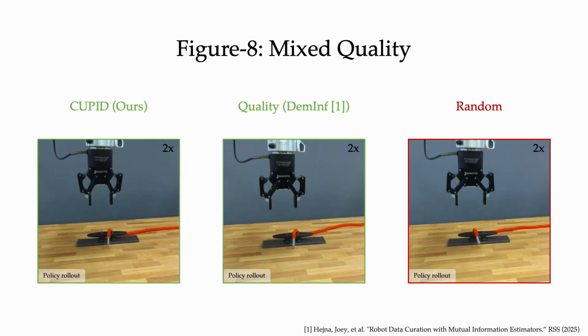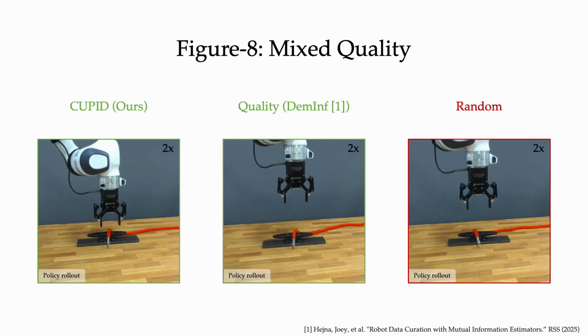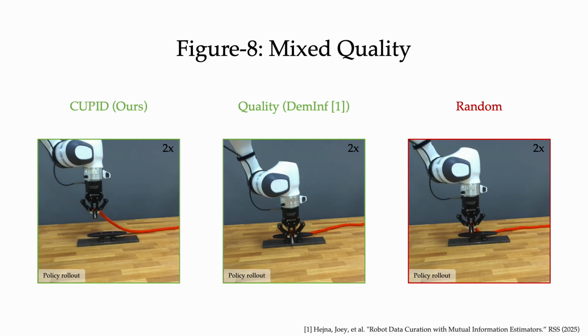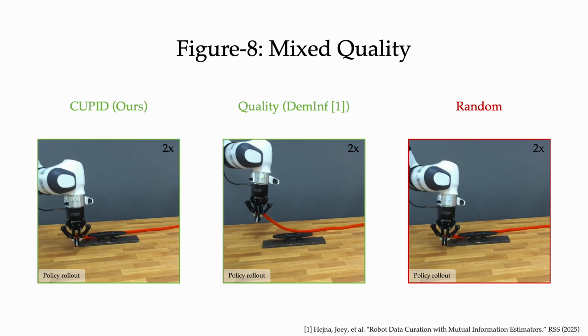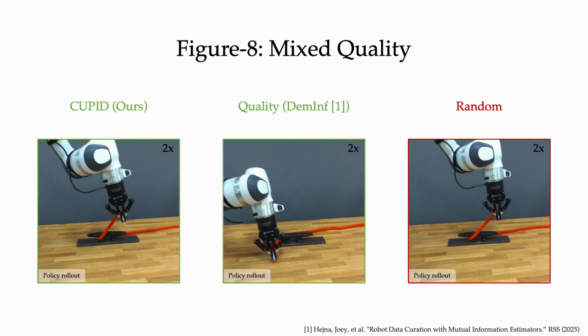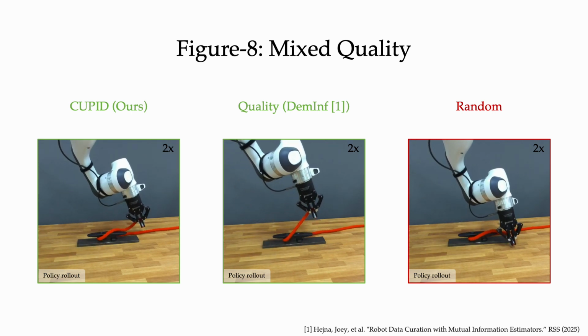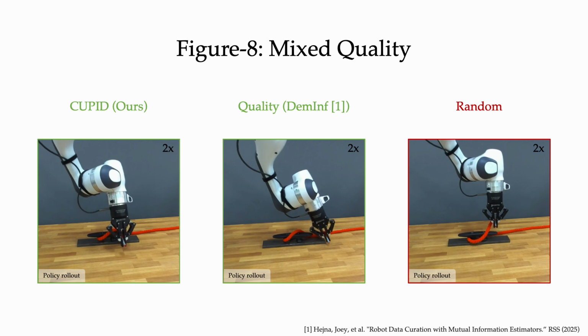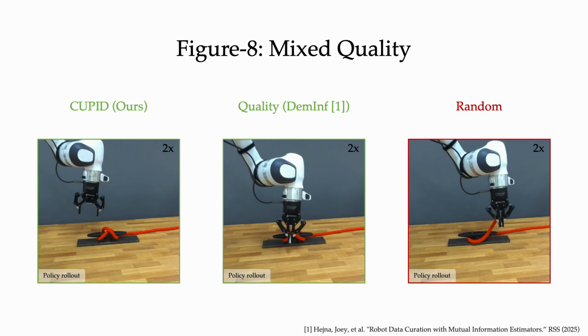On the Figure 8 task, both CUPID and a quality-seeking baseline, DEMINF, identify higher quality demonstrations during curation, which results in a more performant policy. In contrast, the random choice baseline produces a dataset with mixed quality demonstrations, leading to a less successful policy.